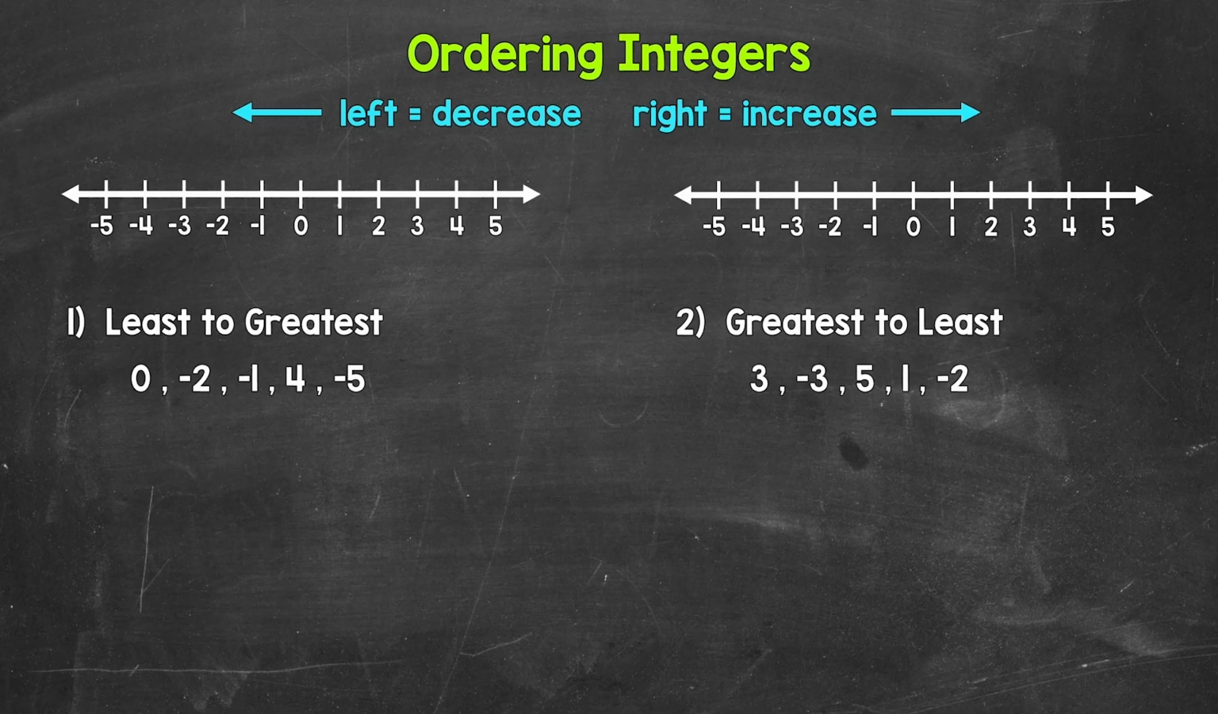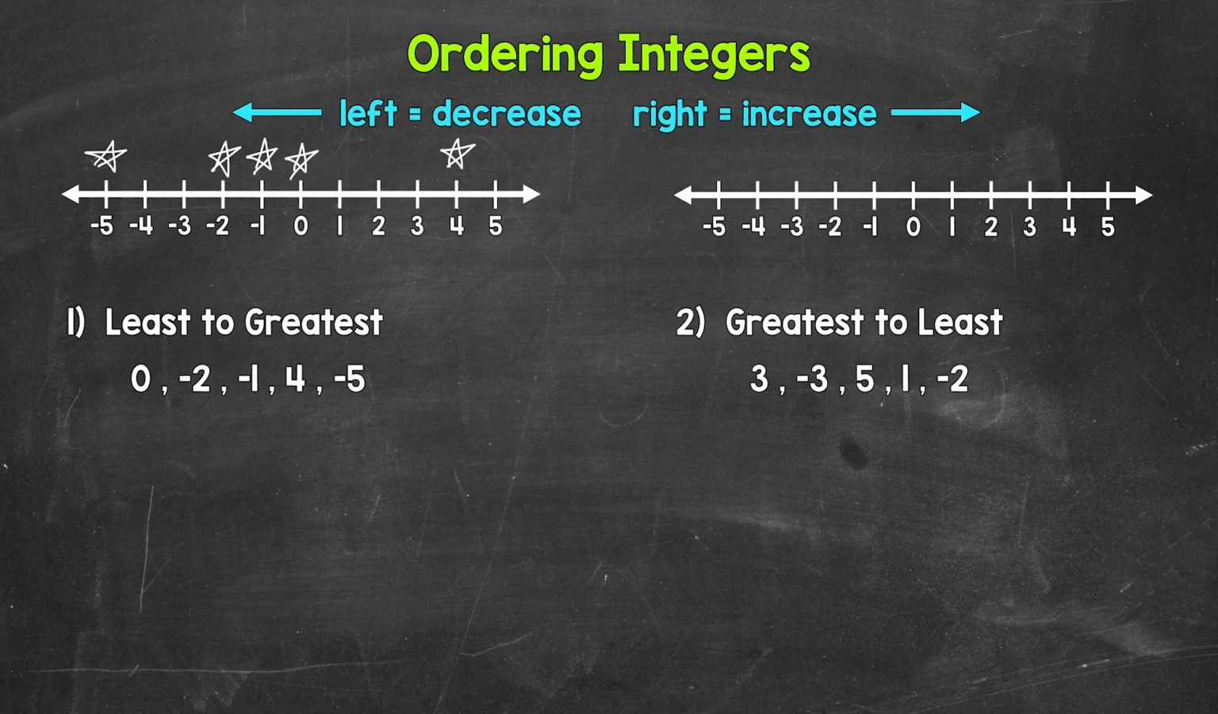Let's jump into number 1, where we need to order these integers from least to greatest. We'll start by marking them on the number line. 0 is first, which is right here. Then we have -2. Then -1, then 4, and lastly, -5. So again, we want least to greatest here.